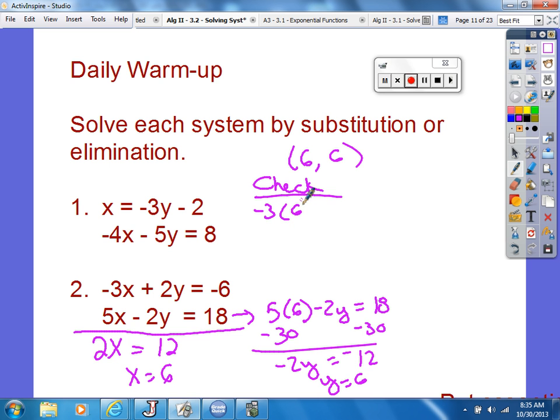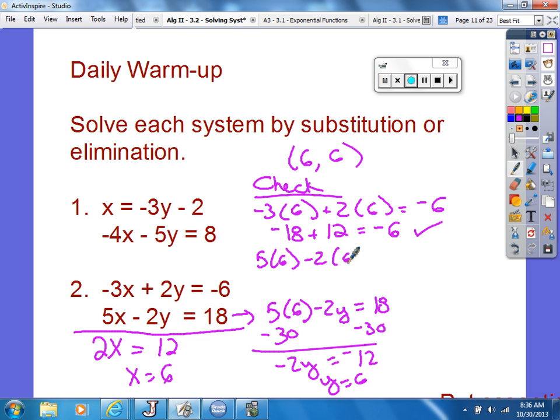Negative 3 times 6 plus 2 times 6 equals negative 6. Negative 18 plus 12, is that negative 6? Yes. 5 times 6 minus 2 times 6 equals 18. 30 minus 12, is that 18? Okay. Any questions there?